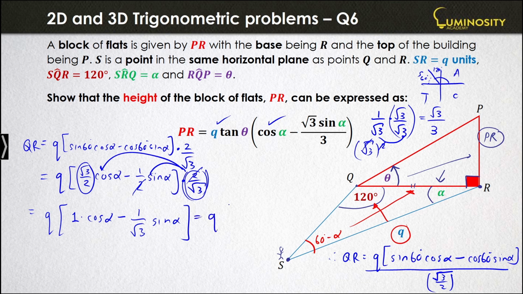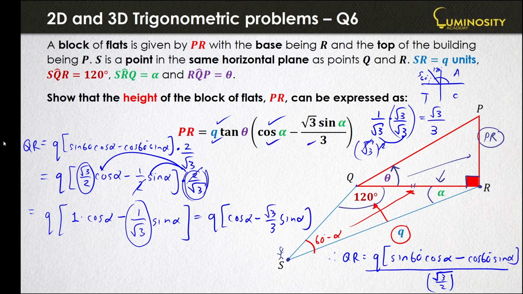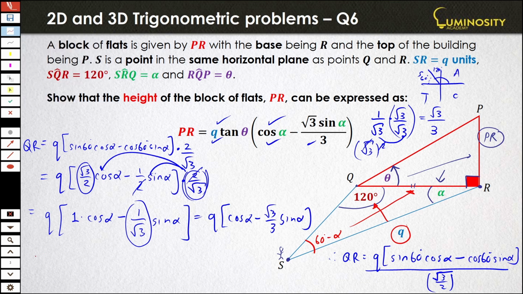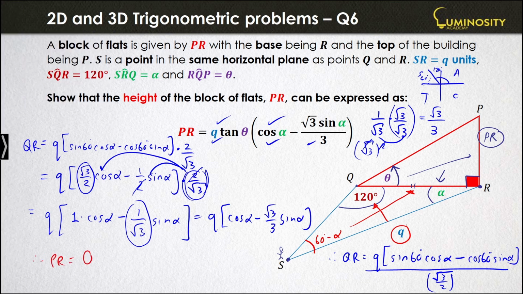So this is equal to Q times cos alpha minus, I changed the 1 over root 3 into root 3 over 3 sine alpha. And that's exactly what we needed there. So therefore, we had PR equals QR times tan of theta, but QR was this entire expression here, so it's Q times tan theta times cos alpha minus root 3 over 3 sine alpha. Alright, and that's how we've successfully proven that that is the case.